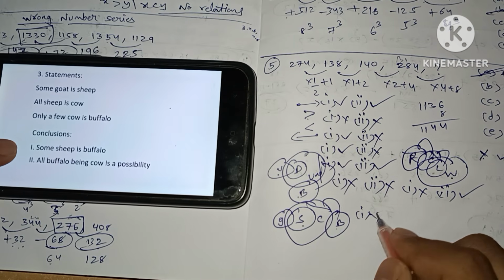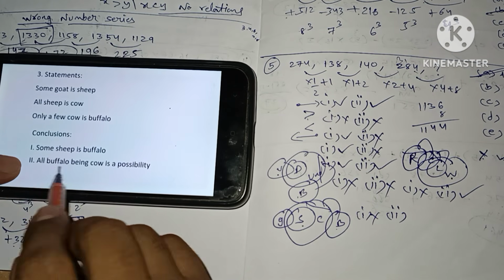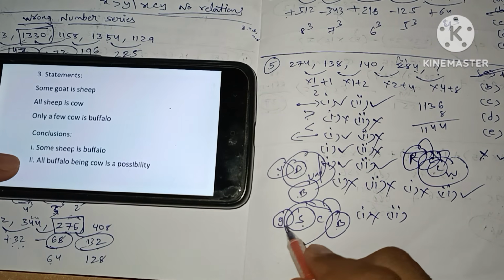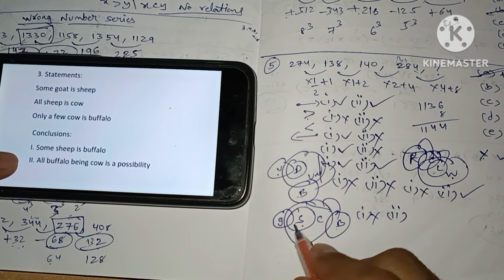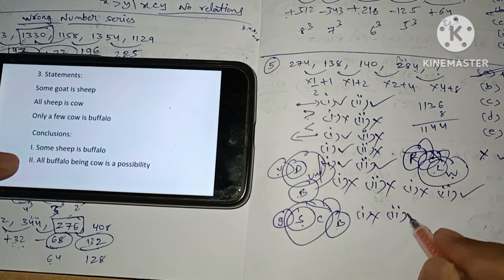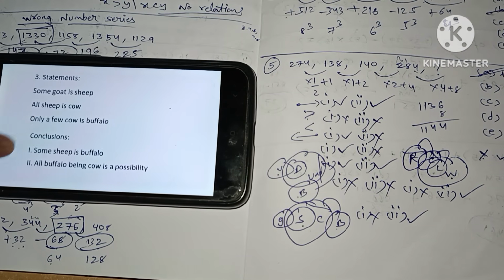No, it is not. Second one: all buffalo being cow is a possibility. All buffalo being inside cow, is it possible? Yes, it is possible. So second conclusion is true. Now we are going to see question number 4.